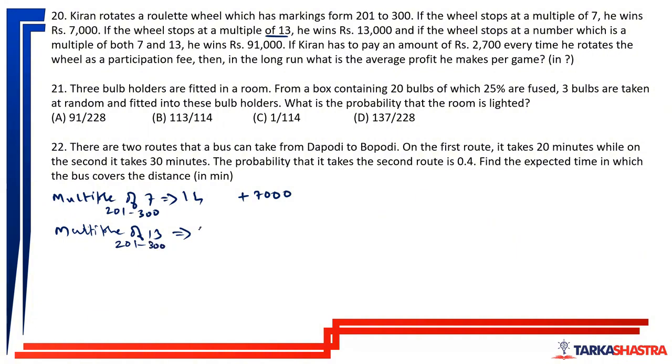In 100 there are 7. So here there are 7. Now, if the wheel stops at a multiple of 7 and 13, which is nothing but a multiple of 91. How many will be there? Only one will be there. In this case, he will get 91,000 rupees.